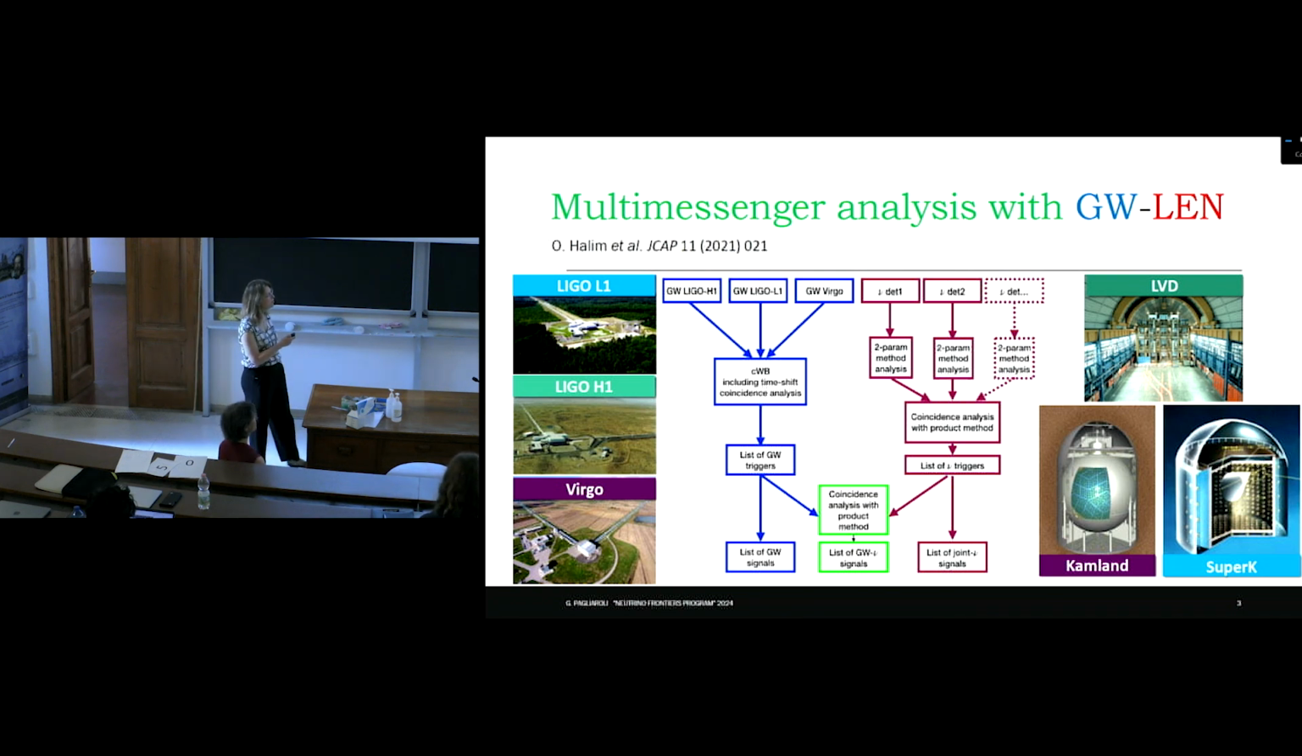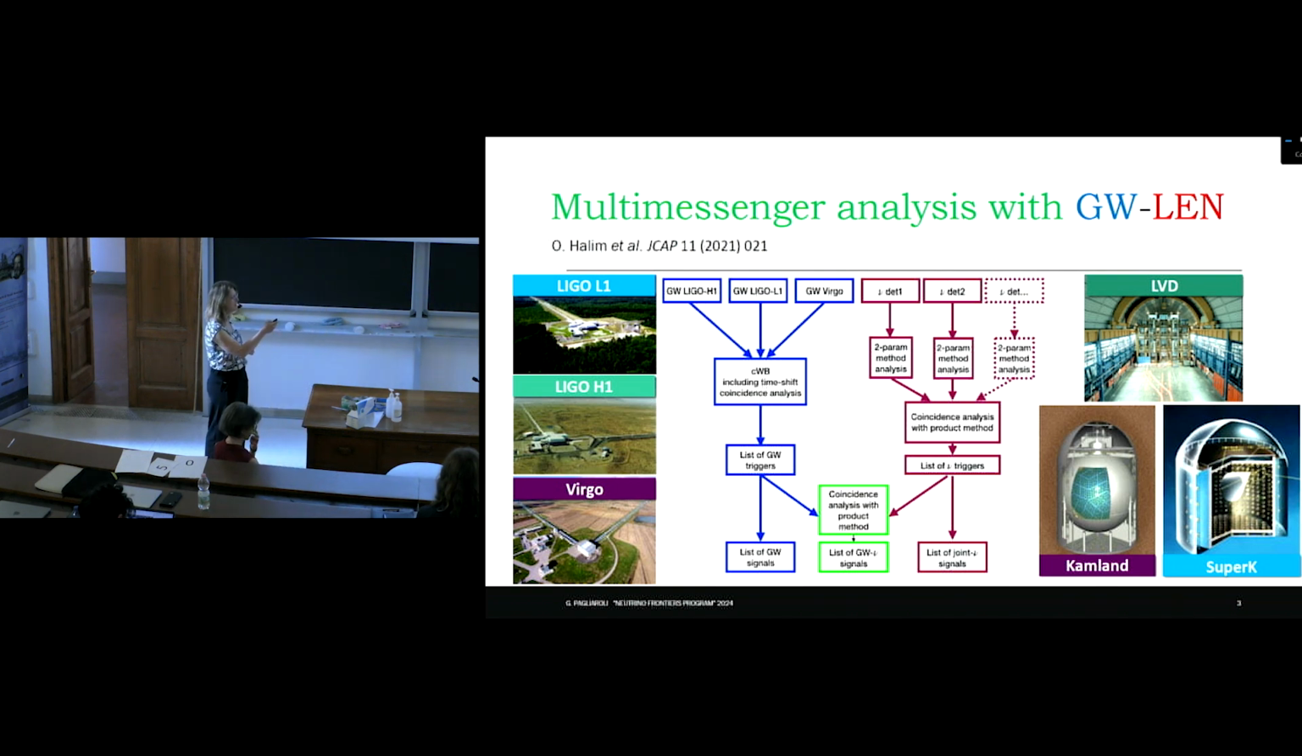So I'm going to consider the 3 interferometers, LIGO and Virgo working together as usual, and 3 neutrino detectors: LVD, that is a 1 kiloton scintillator in the Gran Sasso laboratory, KamLAND, and Super-K. And for the gravitational wave sector, I am going to use the standard pipeline that is used inside the gravitational wave detectors to look for a modeled burst of gravitational waves, that is coherent WaveBurst analysis.